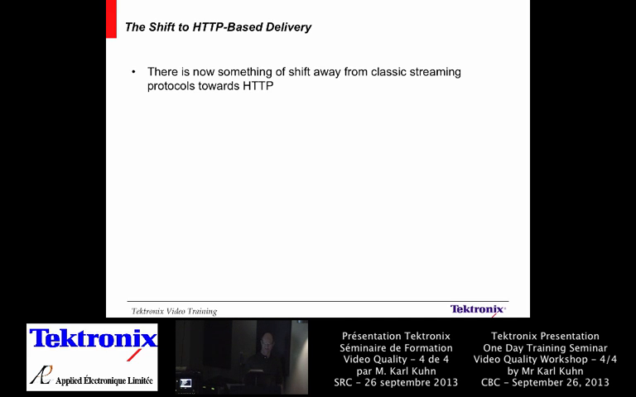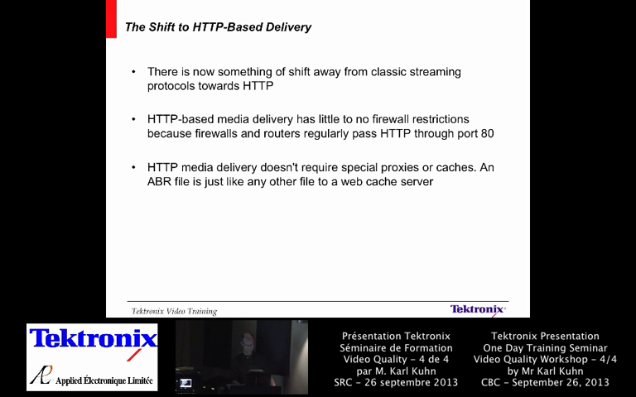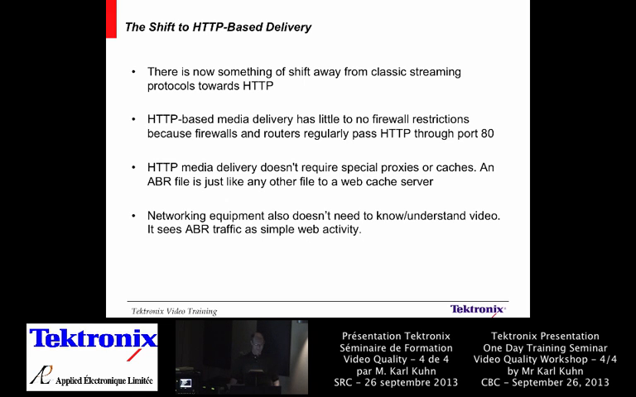HTTP. So what we're doing here, we're moving files. We moved into the file-based world. We're going to do a whole section on file-based content, because back in the good old days of tape, life was easy. Well, now we're moving stuff through firewalls, and quite often firewalls are a problem. So HTTP goes nicely through port 80 because it doesn't see it as an intrusion. It sees it as you're looking at video. So it sees ABR traffic as simple web activity, which is an important concept.